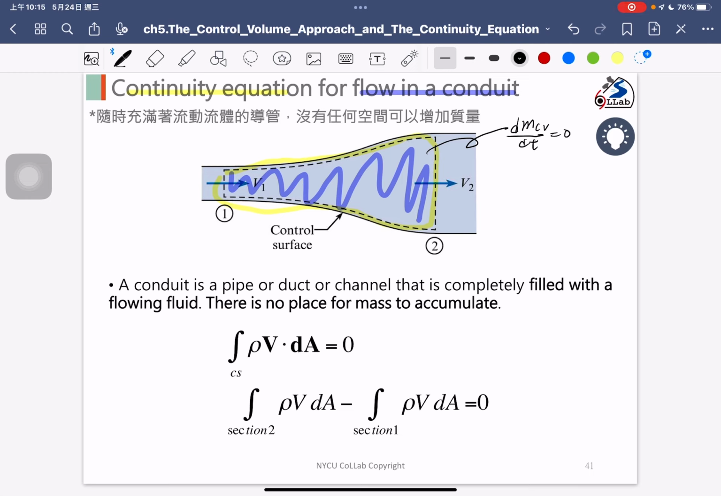So when we discuss pipe flow, we always say that dm_CV/dt is equal to 0. In the continuity equation, we only have the items related to the control surface. That indicates the integral of all the outflow minus the integral of all the inflow, the mass rate, will equal 0.